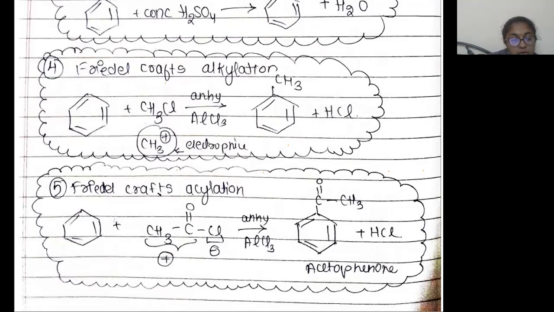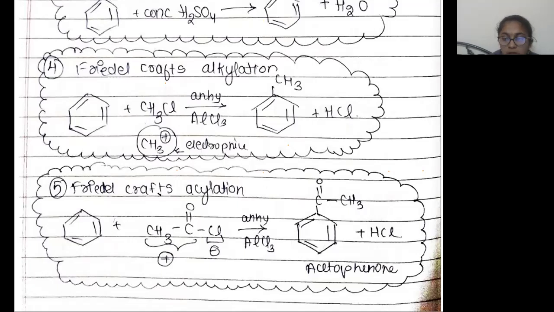Now coming to Friedel-Crafts acylation. Here, as you can see, benzene is reacting with CH3C=OCl. As we know, chlorine is the negative part, rest everything is the positive part. Whatever is positive, take it as electrophile, right? And reacting it with anhydrous AlCl3, the positive part will be attached to benzene to give acetophenone plus HCl.